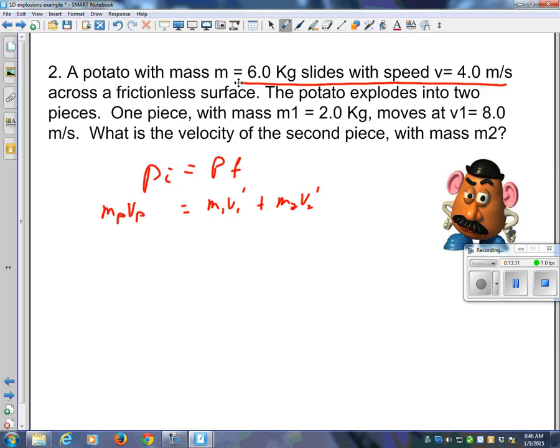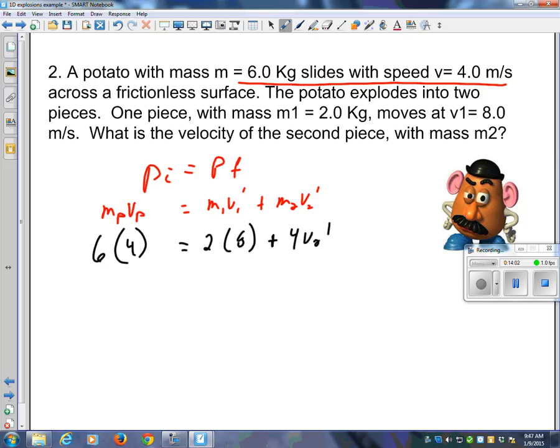Okay, so we've got a 6 kilogram potato. That's one big potato. It's like the size of a medicine ball. Here we've got 2 pieces. One is a mass of 2 kilograms, moving at 8. And what is the velocity of the second piece? Now, they don't come out and tell you the mass of the second piece, but I'm hoping nobody got stumped on that. It's just 6 minus 2.